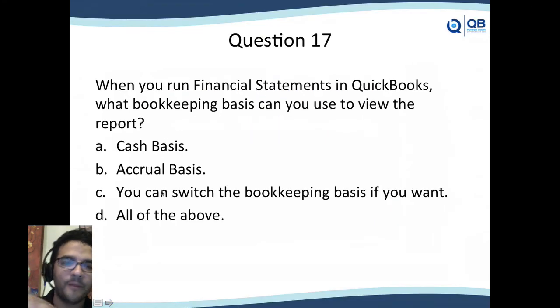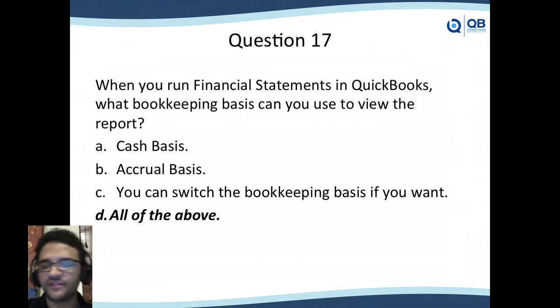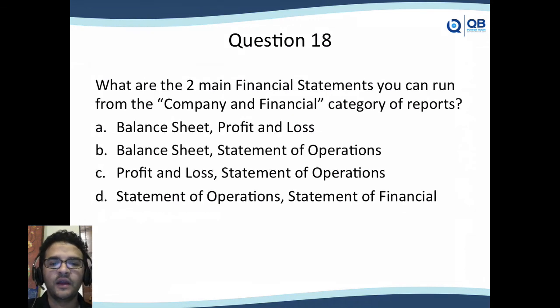So going back to this question, it says when you run the financial statement, what basis can you use for the reports? And you have cash basis. That's one of the options. Accrual, yes, that's the other one. And then the right answer is C. You can actually, the right answer is all of them, right? It could either be cash, it could be accrual, or you can switch to whatever you want. So the answer is C or D, but it's technically D because it could be any of them. Kind of a trick question. So you kind of think about that. So yeah, cash, accrual, or you can switch whichever you want.